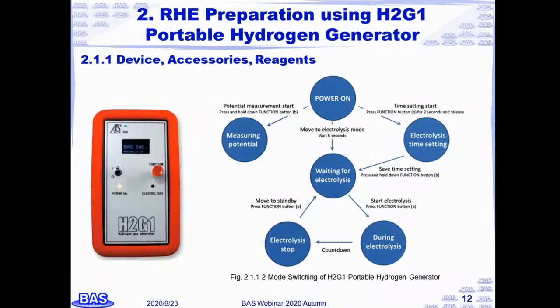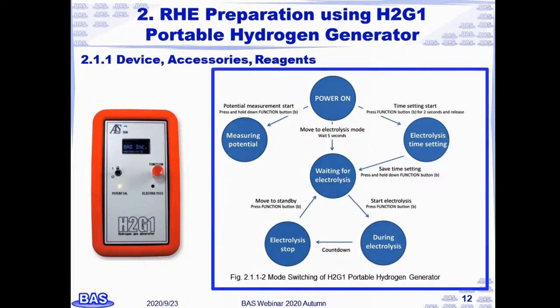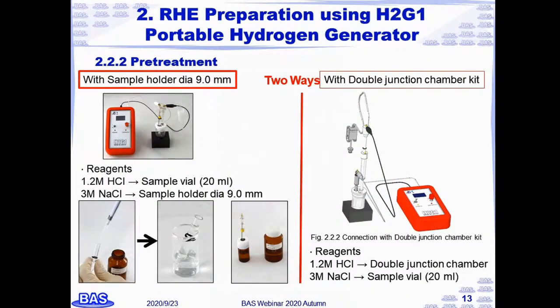Here is the operation of H2G1. It has only one switch and one button. As you can see, the operation is very simple, easy, and clear. We will show two ways of potential measurements. One is with a sample holder, the other is with a double junction chamber. Either way will be fine. This time we'll show the way with the sample holder.